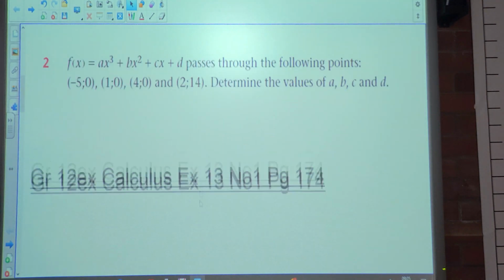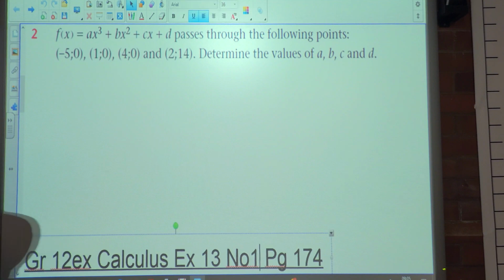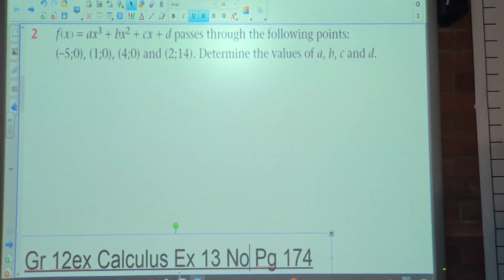Let's look at number 2. People, you can draw the graph as well if you want. I've done it in the examples. You'll also find it in the description box below the examples.